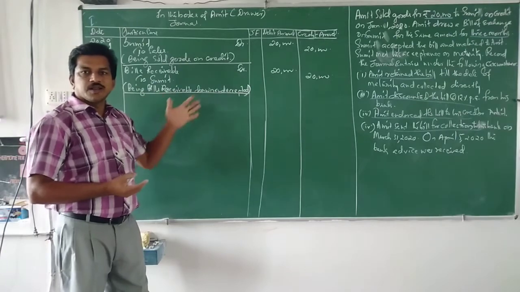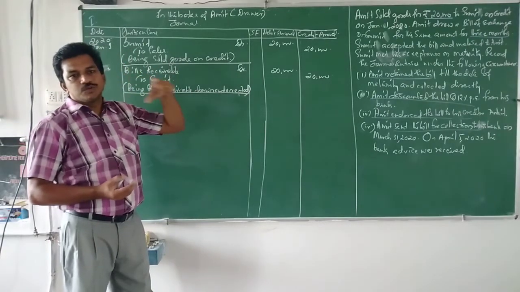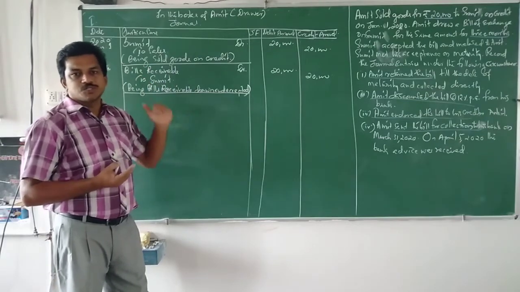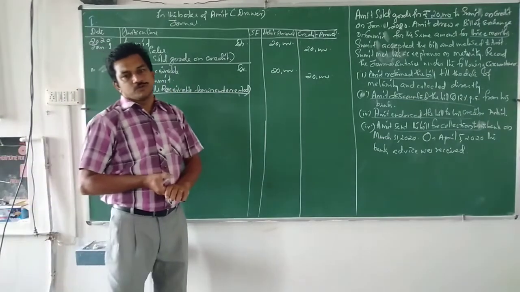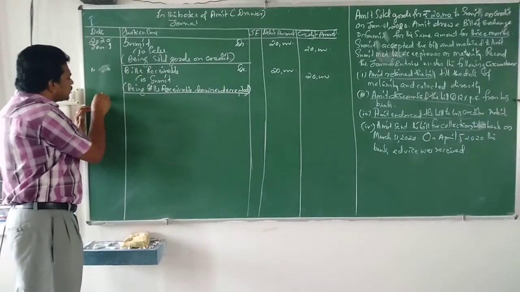Yes, he will write Amit debtor to bills payable, 20,000 rupees. Then he retained the bill till maturity.